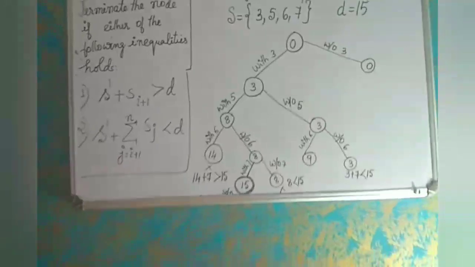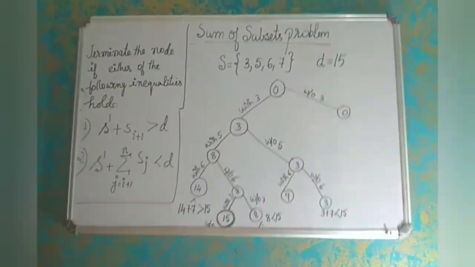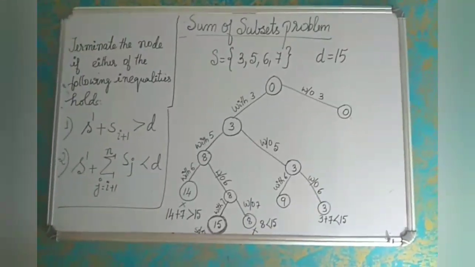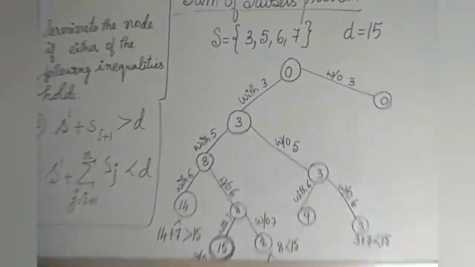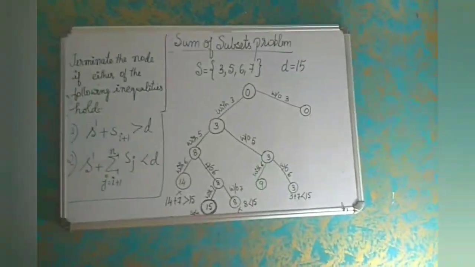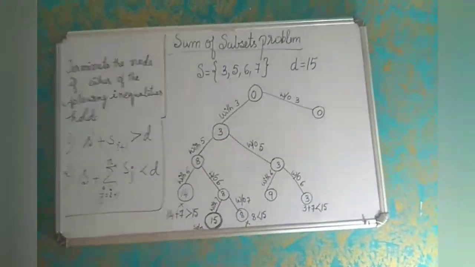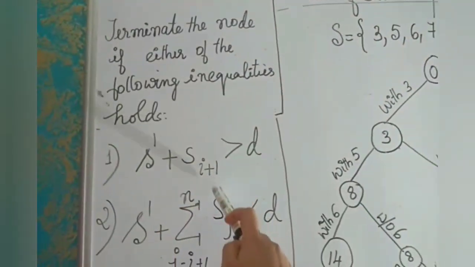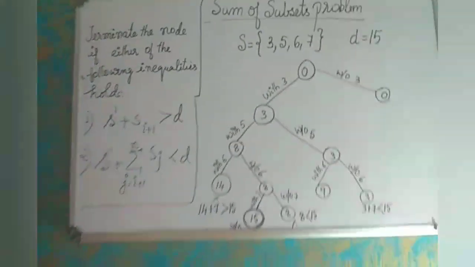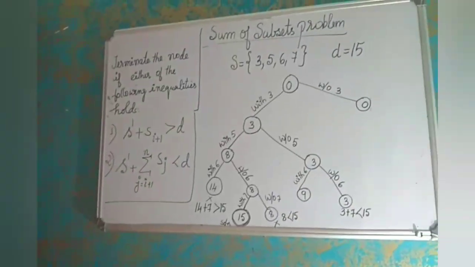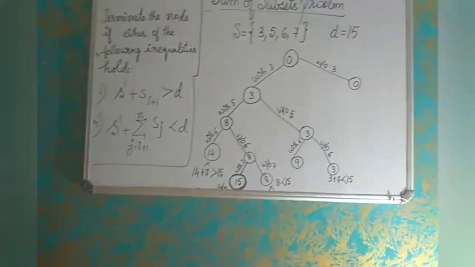And every time you have to see whether the sum is greater than the integer 15. So here the sum was 3. 3 is not greater than 15. And also if you consider the next element, which is 5, so if you add the next element to that, Si plus 1, that also will not be greater than 15. That will be 8. It is not greater than 15. So we don't stop there.